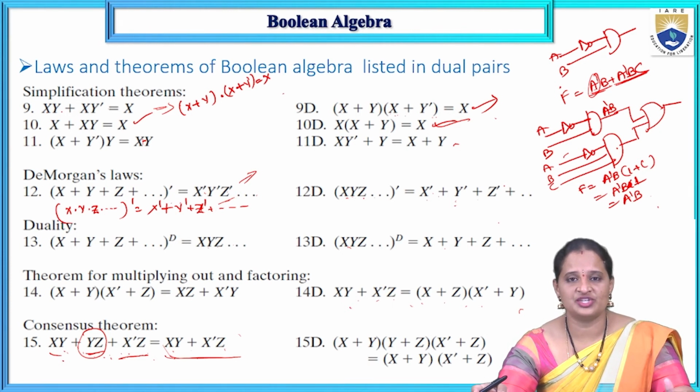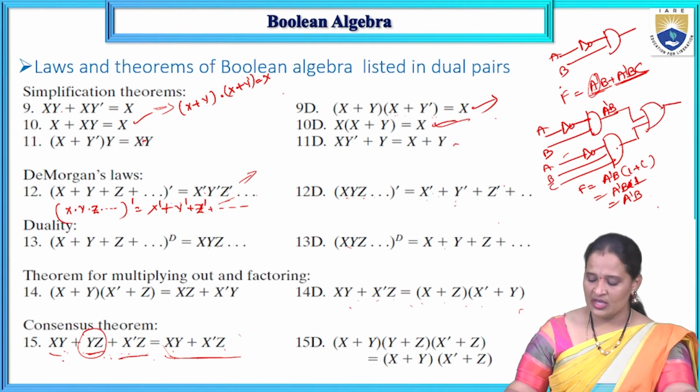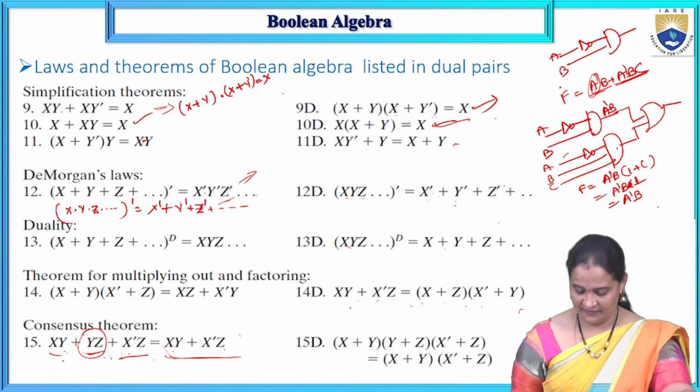And this minimization can be done by applying all the Boolean algebraic laws and theorems on a Boolean expression, so that we will get the minimized expression, so that the number of logic gates required will be reduced and hence the cost is reduced. The cost of implementing a Boolean expression is reduced and even the complexity is also reduced. Okay, so that is the importance of simplification.